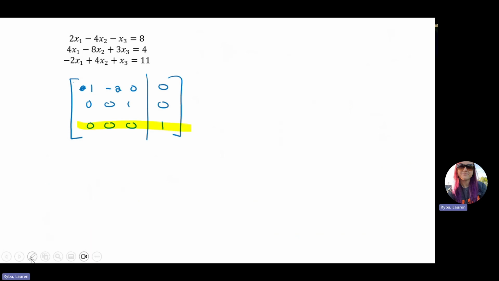Okay, so this is the problem. This is saying 0 equals 1. We know that can't happen. So what do we say? No solution.